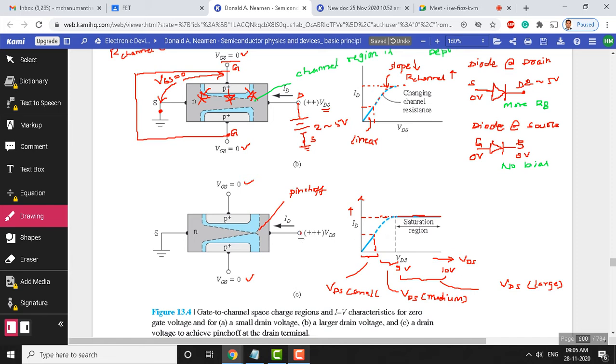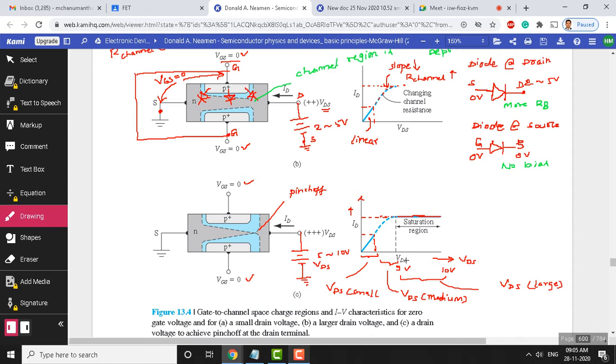So here also we have a DC voltage VDS. This is for a large value of VDS, say 5 to 10 volts. This is what happens with large VDS, keeping VGS constant. This region is called the saturation region, where the current becomes constant. Even if you increase VDS further, the drain current is not going to increase.